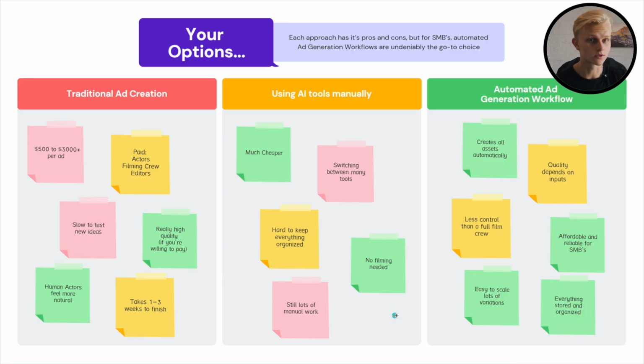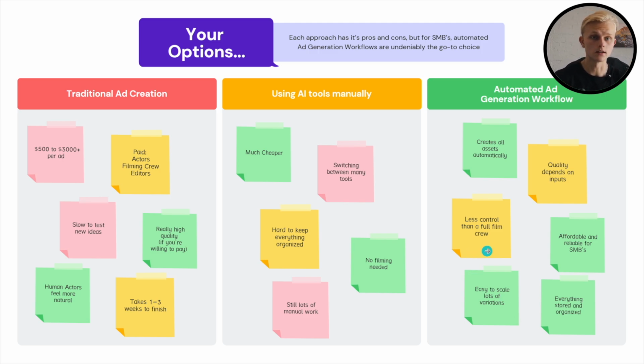And so what I'm trying to show today is the value of this automated ad generation workflow that we've built out, where the automation itself takes care of creating all of those assets for you. It's so much more affordable and reliable for SMBs. And this makes it super easy to scale lots of different variations for your ads. And everything just ends up stored and organized in one central place.